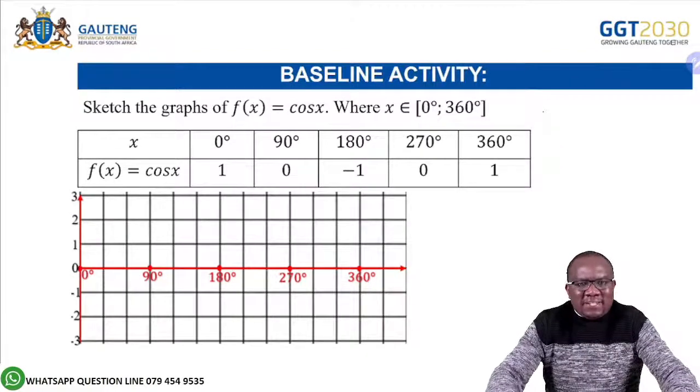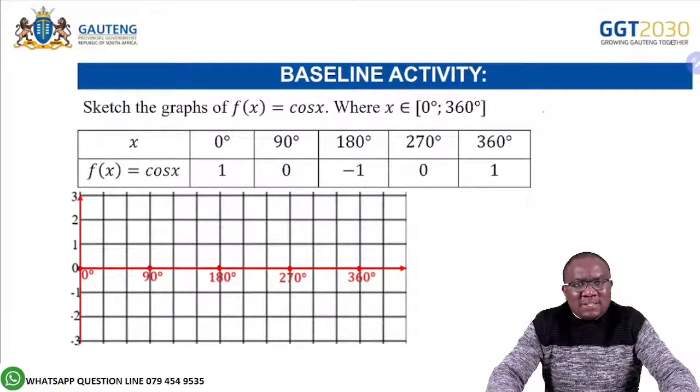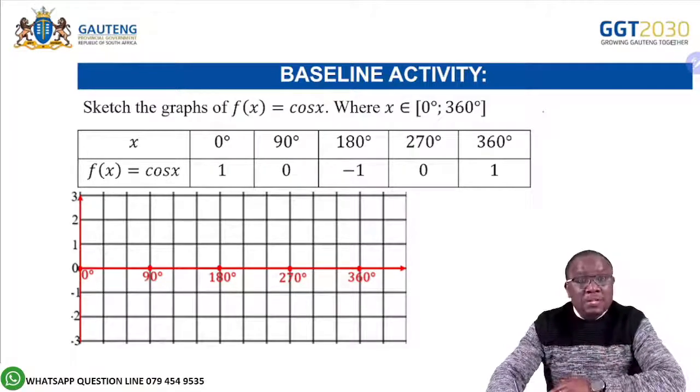Welcome back, cretins. I think I gave you enough time to sketch the graph, isn't it? Remember our WhatsApp line 079. Right, let's plot our points together.